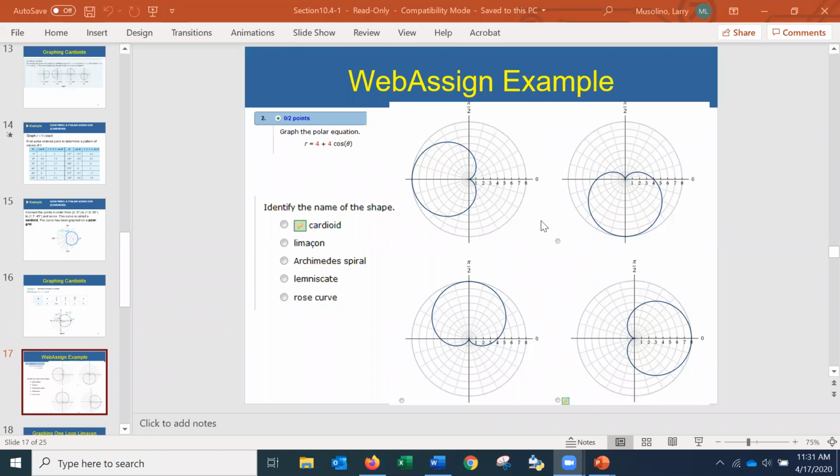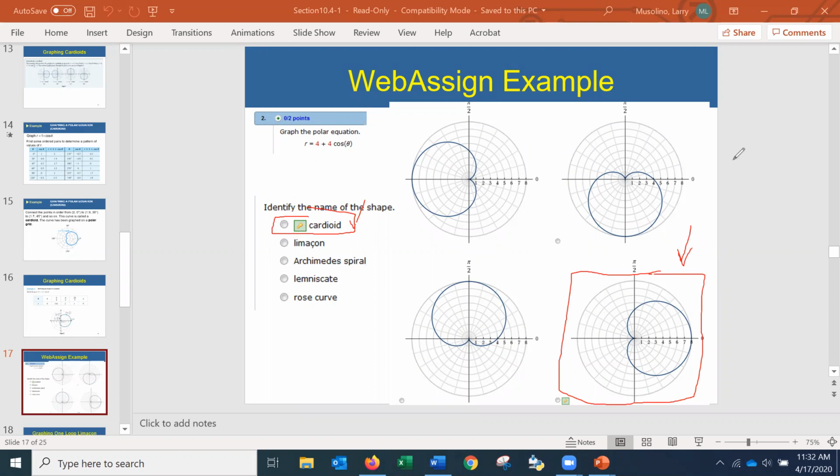And again, we figured out that our graph was a cardioid, and we also figured out that our graph was oriented on the right side of the polar graph paper. So that gets us to that answer choice.